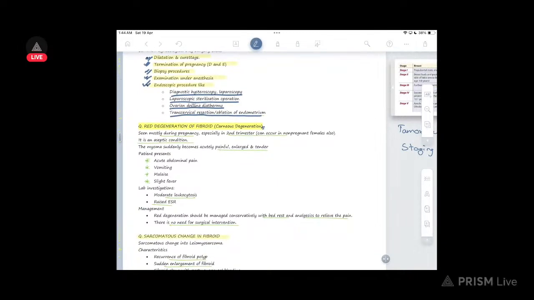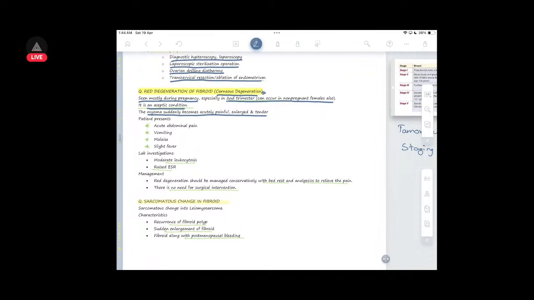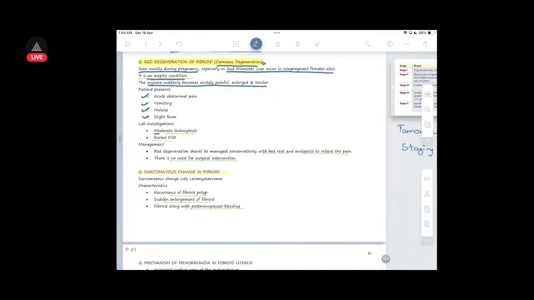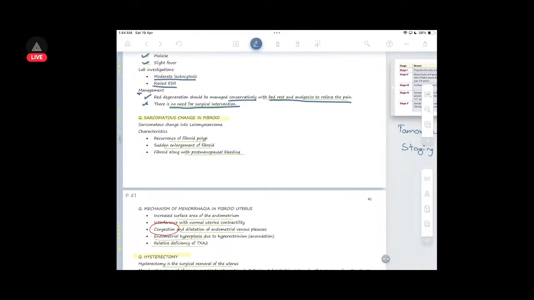Degeneration of fibroid: red degeneration, seen mostly during pregnancy, especially in the second trimester, but can occur in non-pregnant women also. It is an aseptic condition. The myoma becomes acutely painful, enlarged and tender. The patient presents with acute abdominal pain, vomiting, malaise and slight fever. Laboratory investigations show moderate leukocytosis and raised ESR. Red degeneration should be managed conservatively with bed rest and analgesics to reduce the pain. There is no need for surgical intervention. Abdominal pain, vomiting, malaise, slight fever, leukocytosis can all occur.